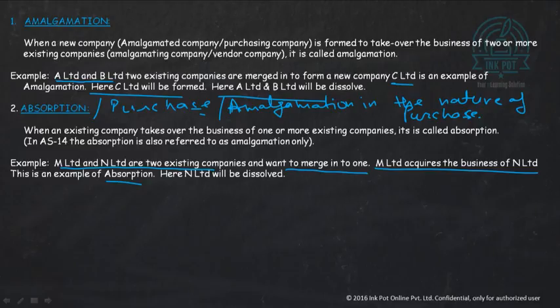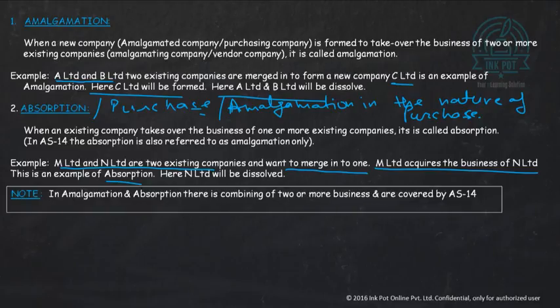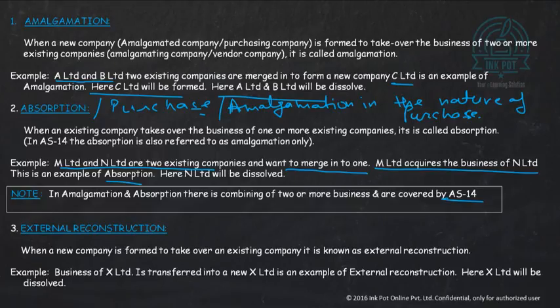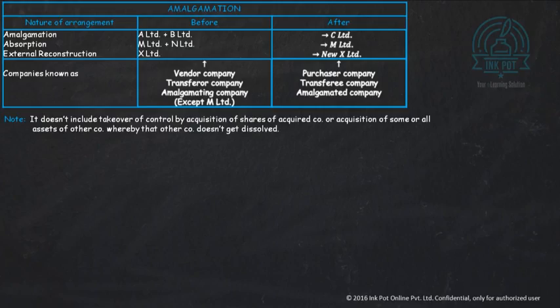In amalgamation and absorption, there is a combination of two or more companies and the business is covered as per Accounting Standard 14. In external reconstruction, no company is going to be taken over by another company. It is only the changing of the old company into a new one. For example, when X Limited is transferred to New X Limited, no amalgamation, no collaboration is going to take place. Now we are just taking a table to help explain this.